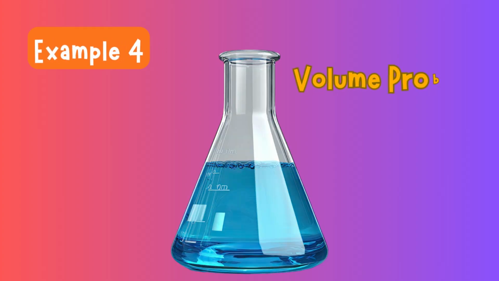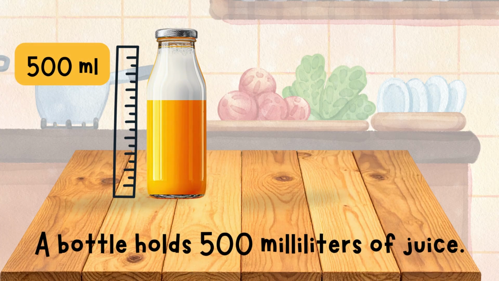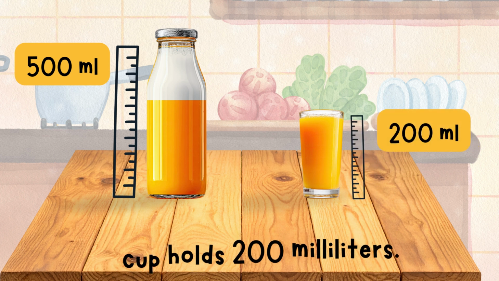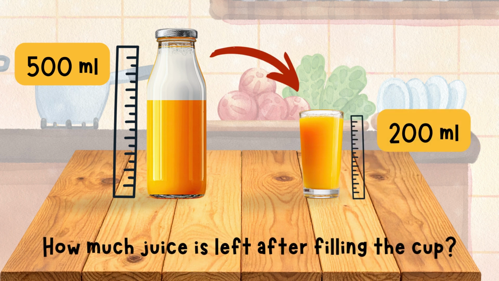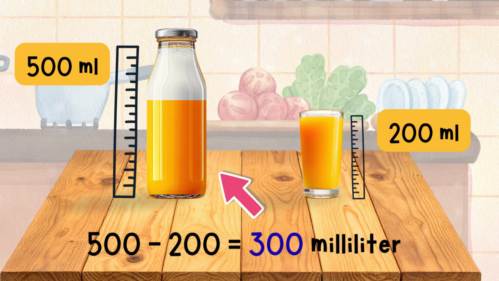Example 4. Volume problem. A bottle holds 500 milliliters of juice. A cup holds 200 milliliters. How much juice is left after filling the cup? 500 minus 200 equals 300 milliliters. There are 300 milliliters left.